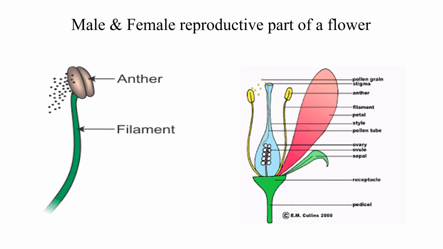Here the reproductive parts are shown separately, male and female reproductive part. In this diagram, filament and anther, that is called stamen or androecium, male reproductive part. Then on this side, the female reproductive part is clearly shown. The ovary, inside the ovary, ovule, inside the ovule, ovum or egg is found. Then style and stigma, that is called gynoecium.